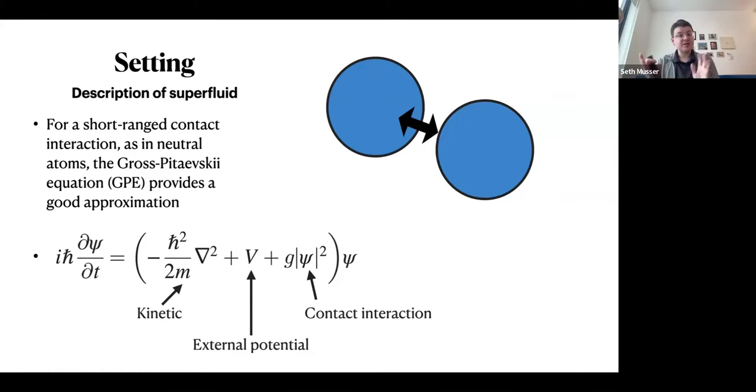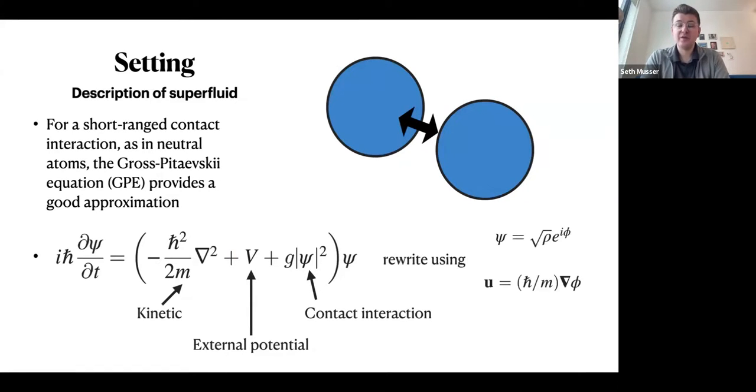Okay, so this is our mean field description of this weakly interacting superfluid. And what we'd like to now do is reintroduce the fluid into the superfluid. So we're going to write the wave function as root rho e to the i phi. And what you see here is that if we take psi star psi, we'll just get rho. So we can interpret rho as the number density of the superfluid.